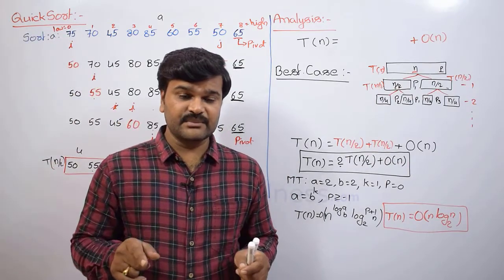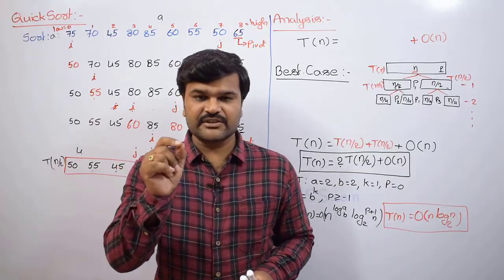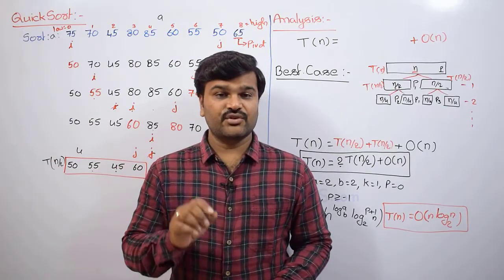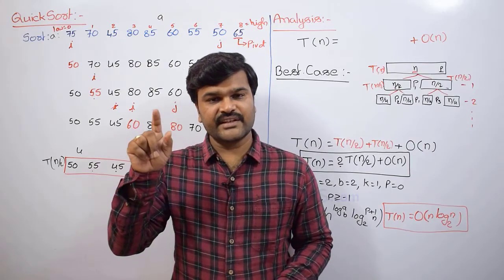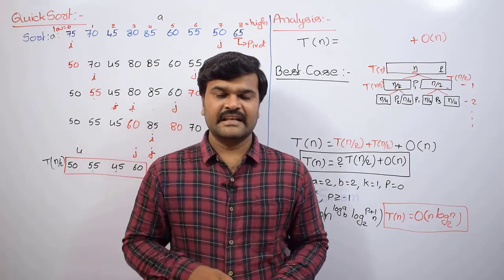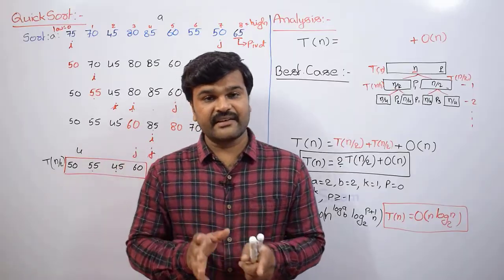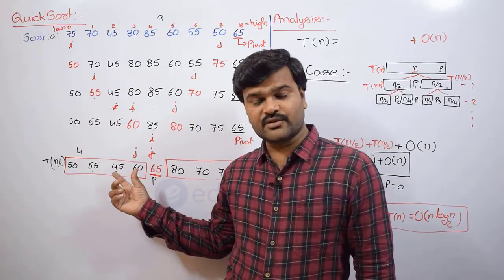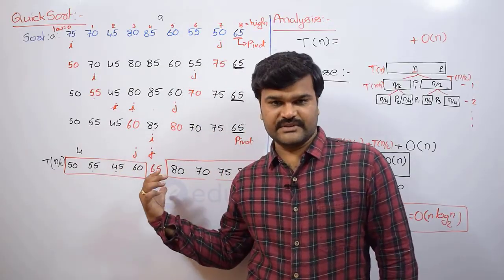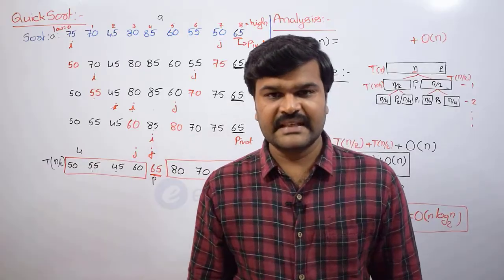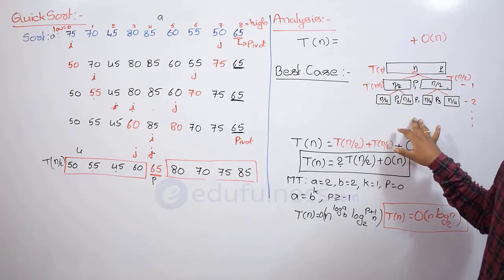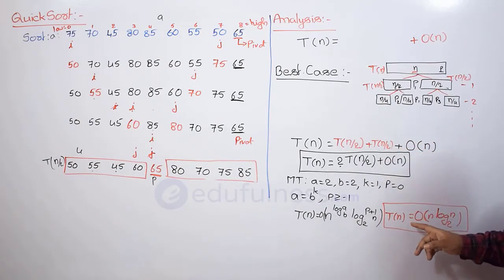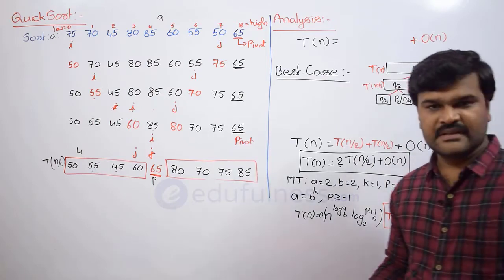It is very simple. Quicksort has its best case when, in every iteration, the pivot element goes to the middlemost position, that means the pivot element divides the given problem into two approximately equal subproblems. Then you get the best case scenario. At that time the complexity is big O of n log n base 2.